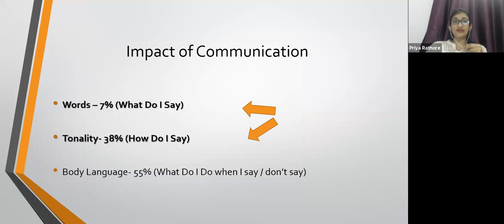So what we are going to do in this session, as Dr. Albert Mehrabian says, the impact of communication through words is 7%. That is, what do I say? Tonality, 38%, and how do I say? Body language, 55%, which means what do I do when I say something?